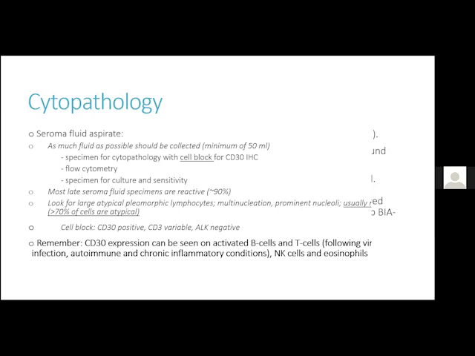I've listed some IHC that can be done. Usually we don't do a full panel on cell blocks, but you can demonstrate CD30 positive, ALK negative cells. Just remember that CD30 expression can be seen on a variety of benign cells, including activated lymphocytes and eosinophils, so it's not useful to do this as a screen. You really have to correlate with the cytopathology.